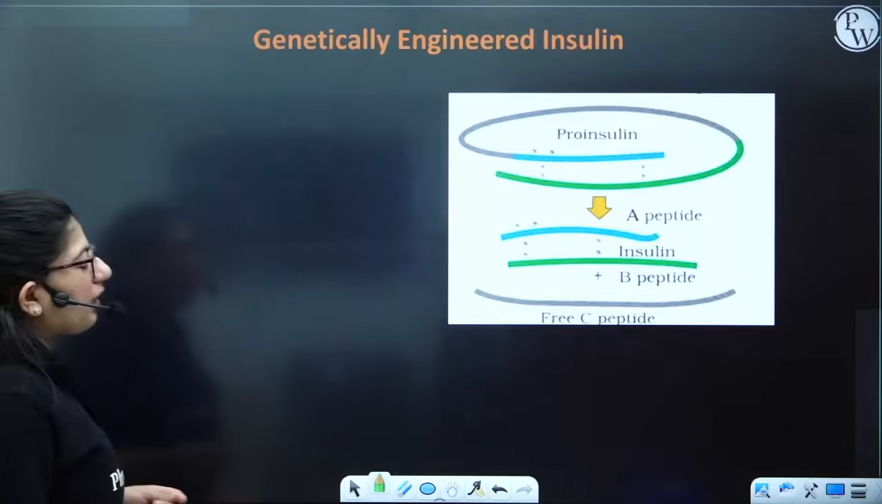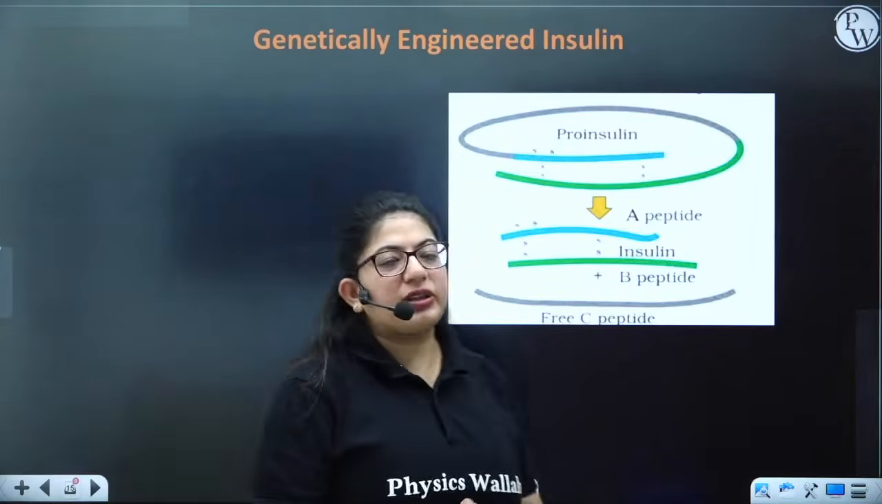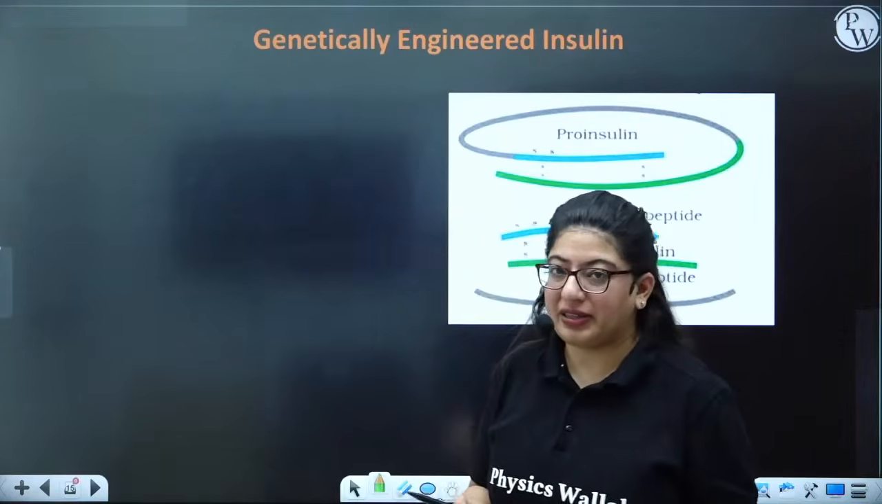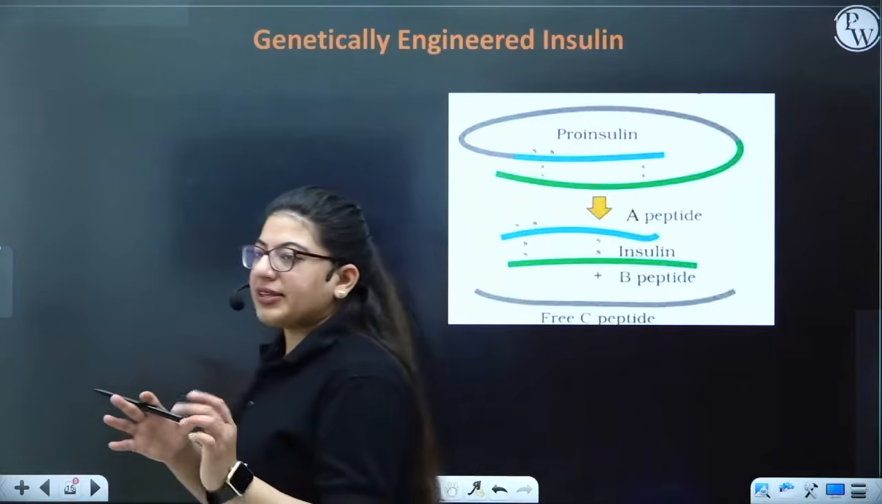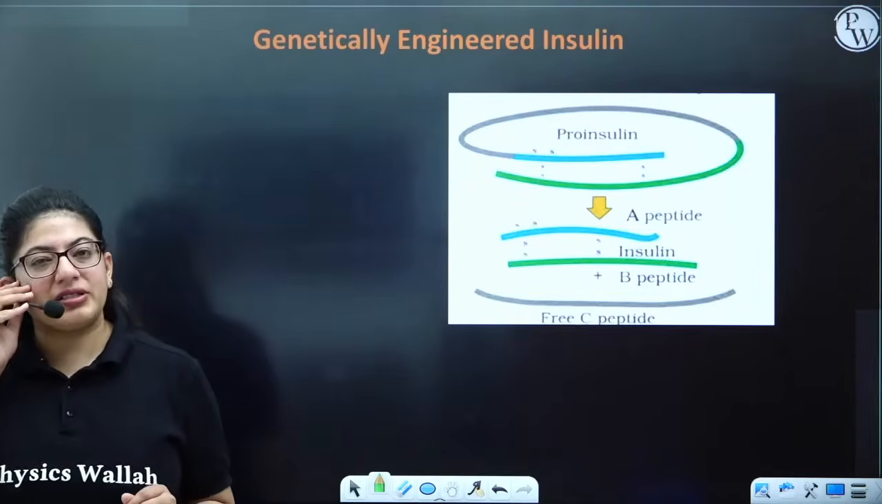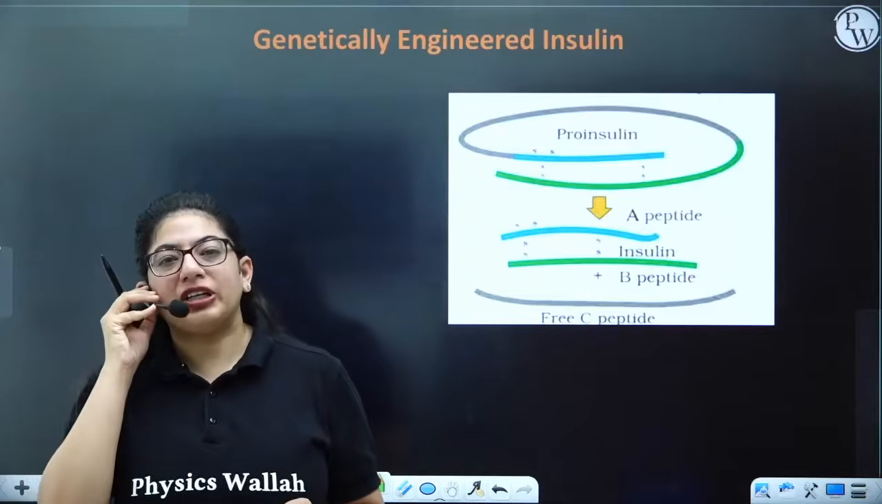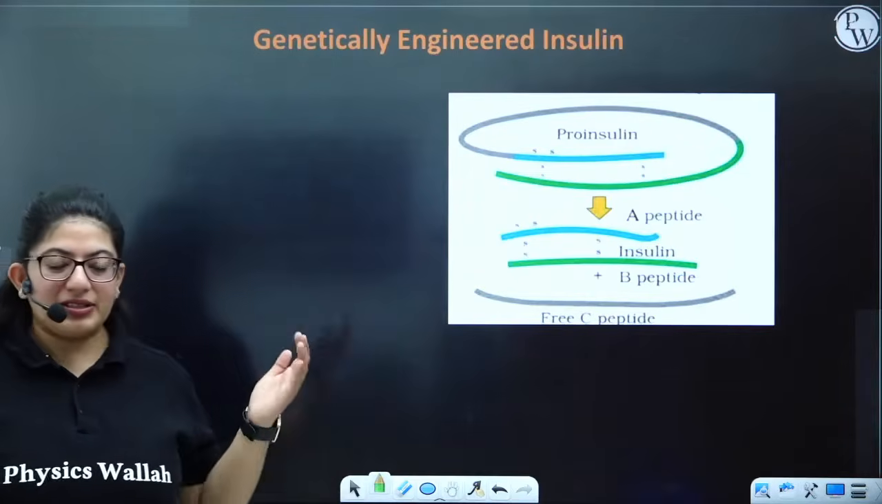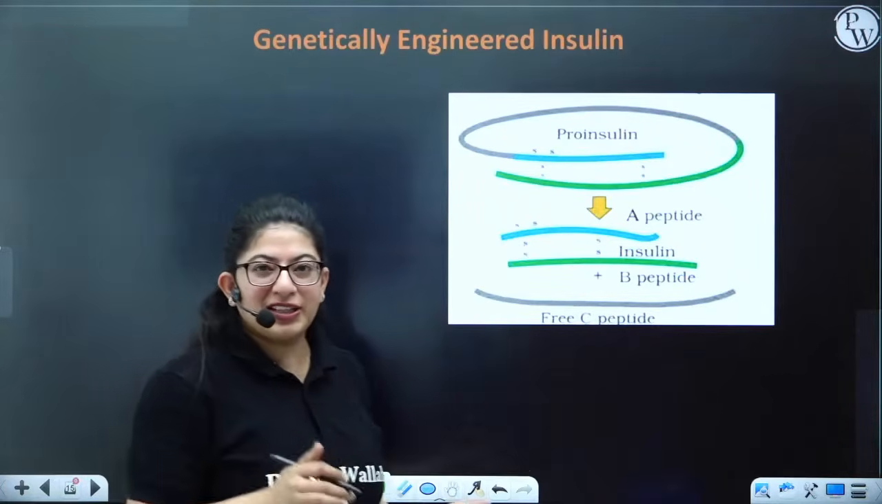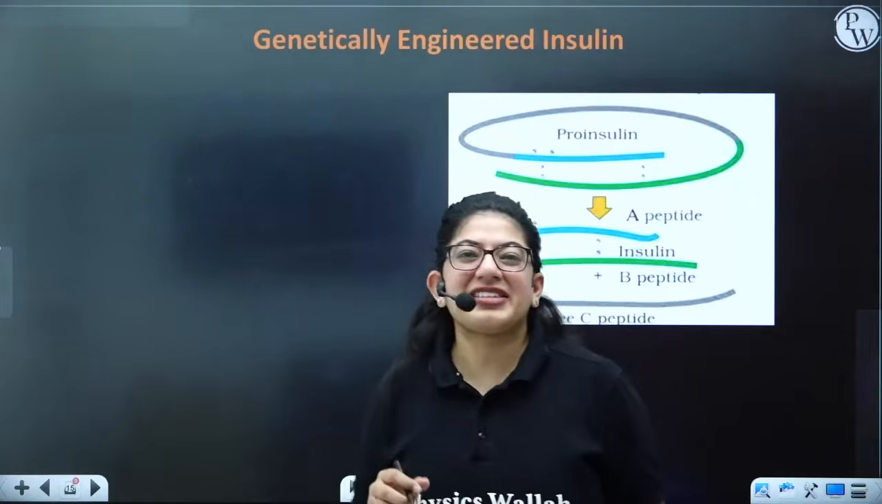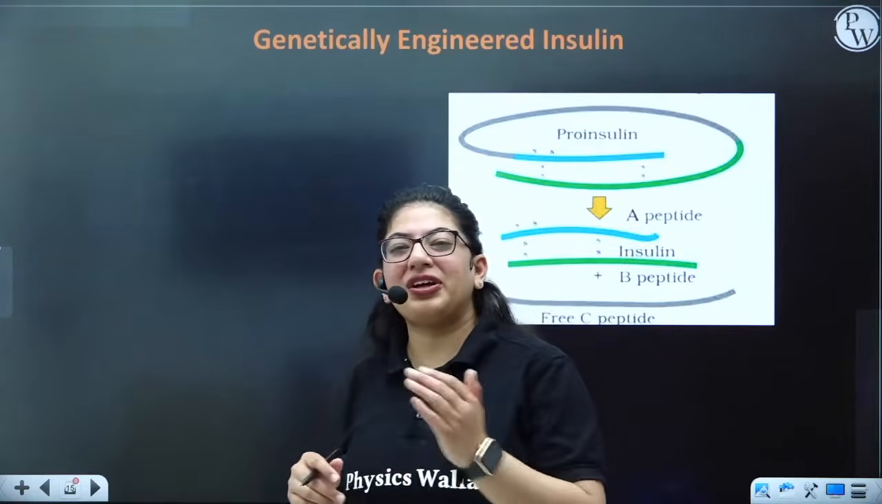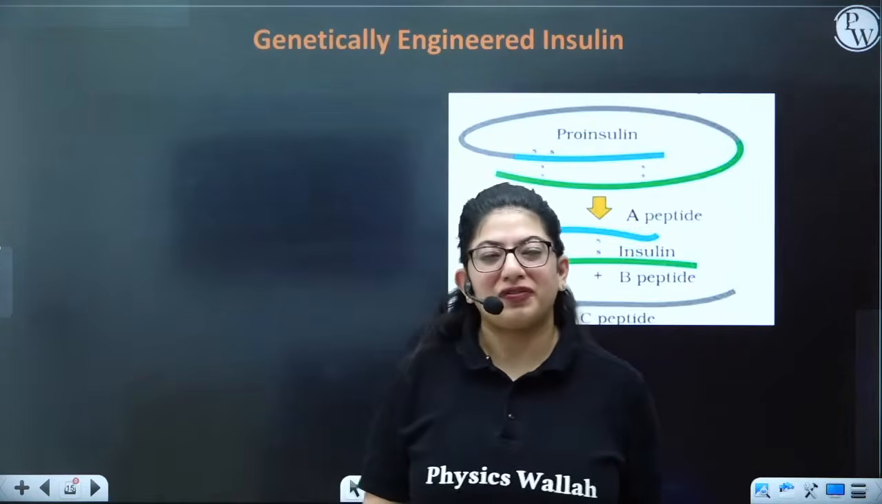Let's talk about another application. So this was about agriculture. Let's step into medicine. Now next is the application in medicine, and in medicine we have genetically engineered insulin. That's good. Insulin we also have produced in the first chapter. So let's see how we do it, and who has done it for the first time.